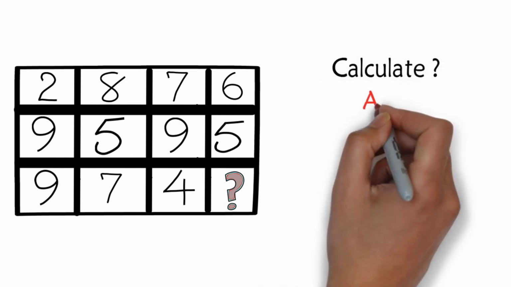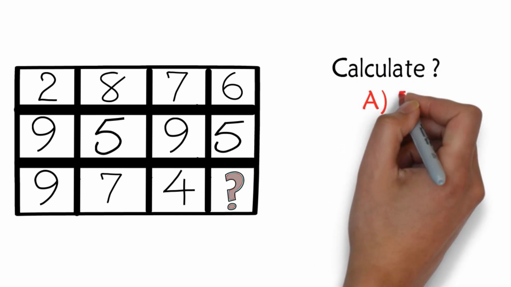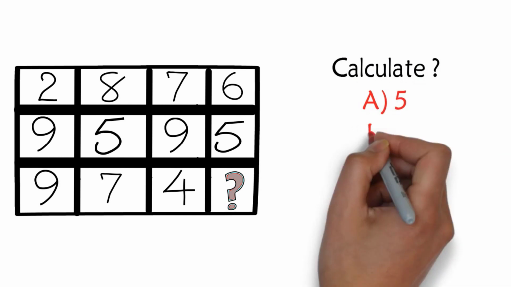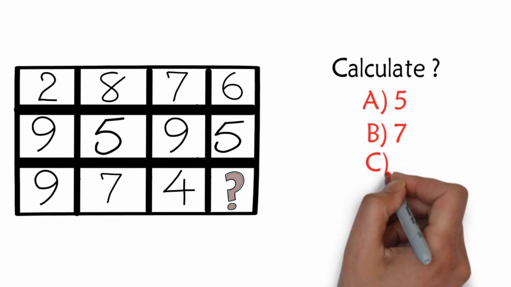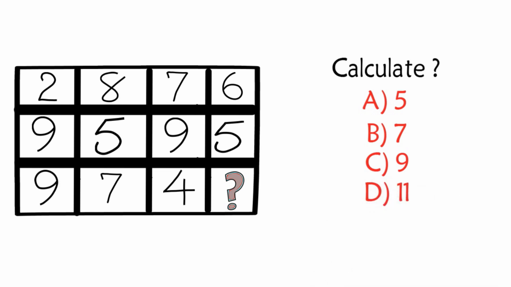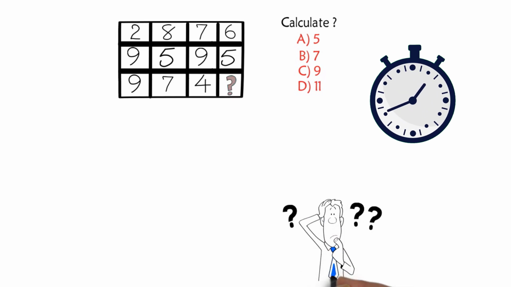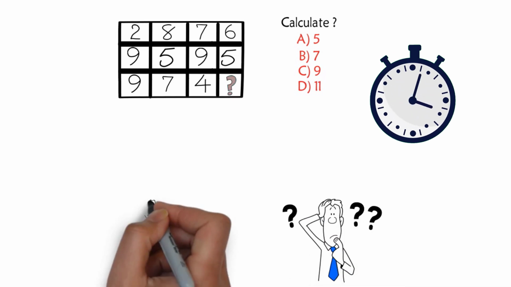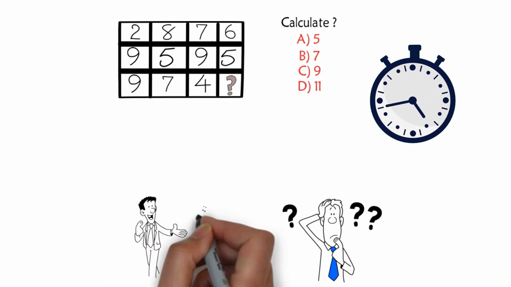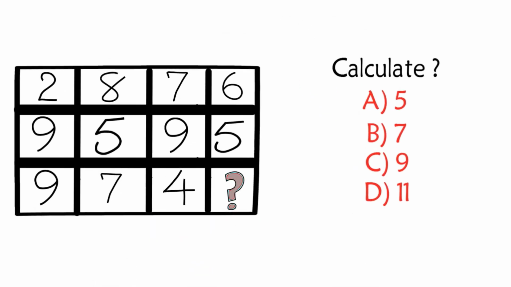You can choose from one of 4 different choices. Choice A, 5. Choice B, 7. Choice C, 9, and then choice D, 11. Do you think you can come up with the answer? Give yourself 5 to 10 seconds. This is about as much time as you will get on the test. Let's continue to see how we can get to the correct answer together.